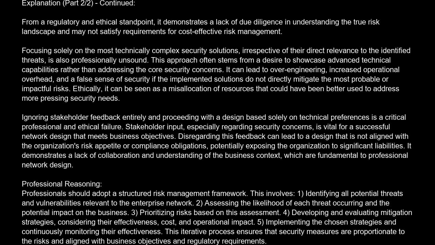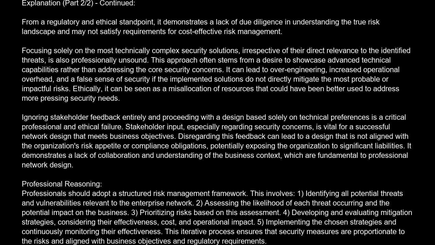Focusing solely on the most technically complex security solutions, irrespective of their direct relevance to the identified threats, is also professionally unsound. This approach often stems from a desire to showcase advanced technical capabilities rather than addressing the core security concerns. It can lead to over-engineering, increased operational overhead, and a false sense of security if the implemented solutions do not directly mitigate the most probable or impactful risks. Ethically, it can be seen as a misallocation of resources that could have been better used to address more pressing security needs.